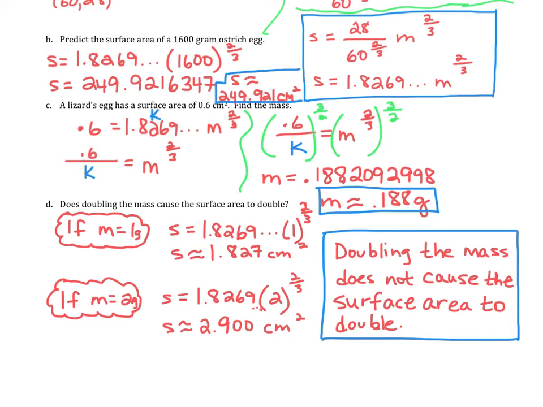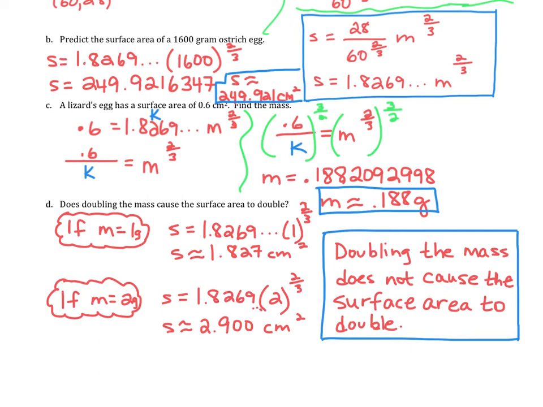All right, so now if I go back and compare my results, if I look at the values for the mass, I doubled the mass value, but if I look at my surface area values that corresponded to those, this surface area, where I double the mass, this surface area is not double the surface area that I have up here. So my final conclusion is that doubling the mass does not cause the surface area to double.